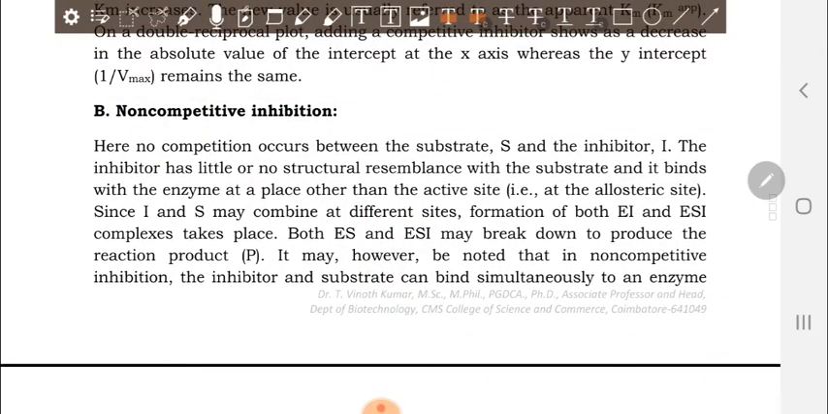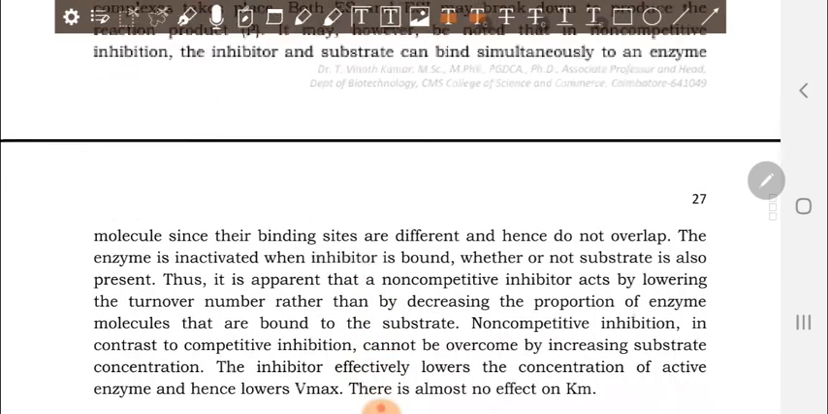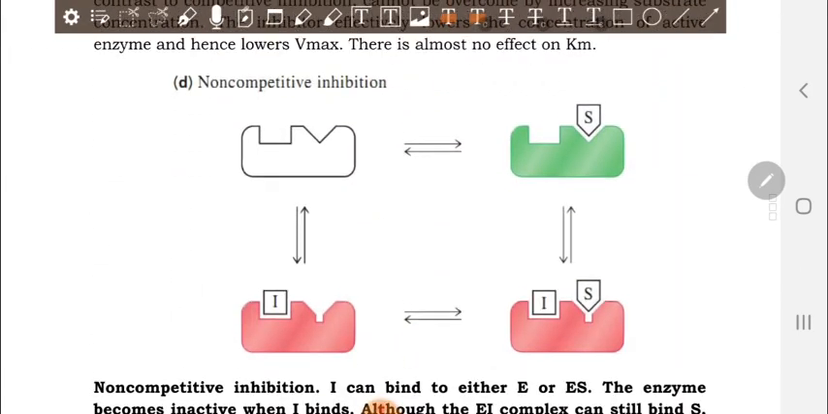The next one is non-competitive inhibition. Here the non-competitive inhibitor does not compete, that is why it is called non-competitive.